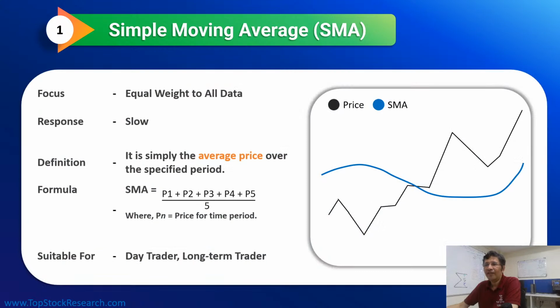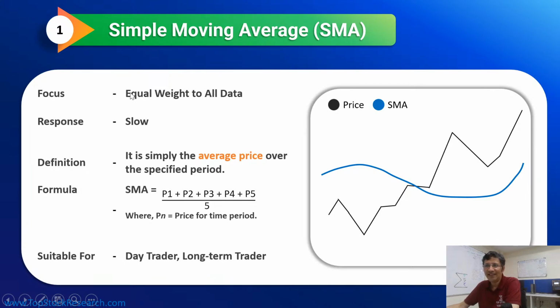Simple moving average, as the name says, is the simplest of all. It is a simple calculation. For example, P1 is Monday, then Tuesday, Wednesday, Thursday, Friday. So the price of the last 5 days, Monday to Friday, divided by 5 is the 5 simple moving average. It's a very simple calculation.